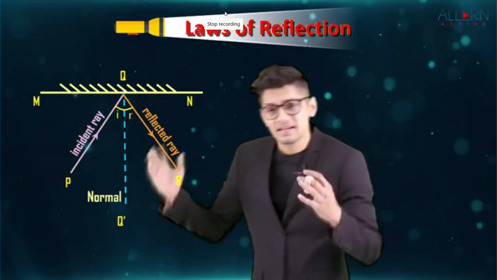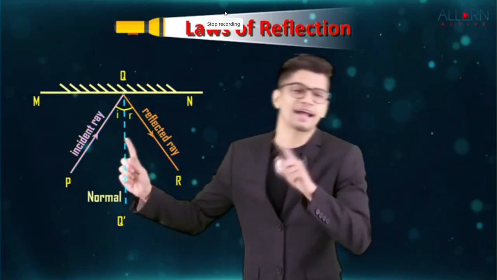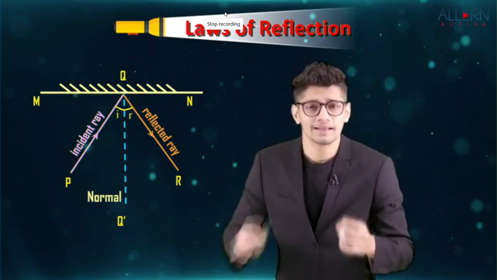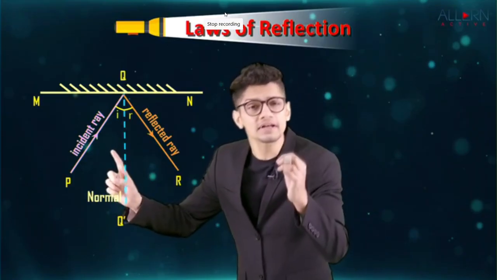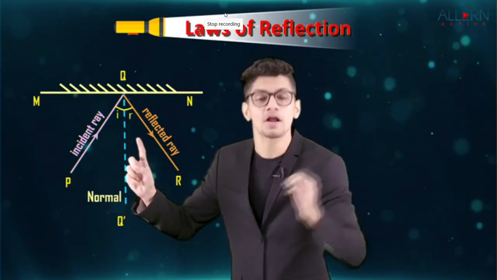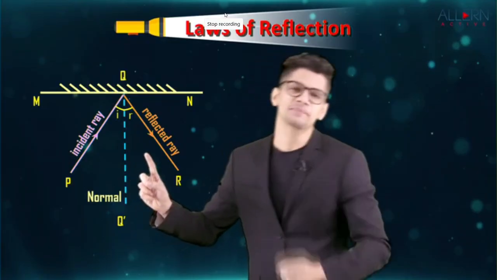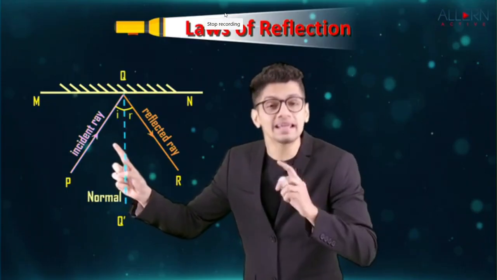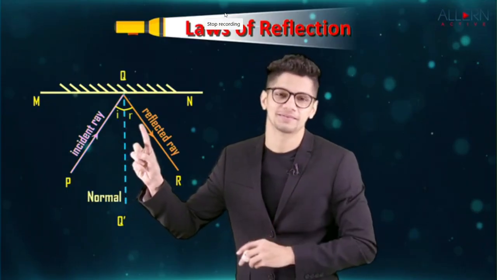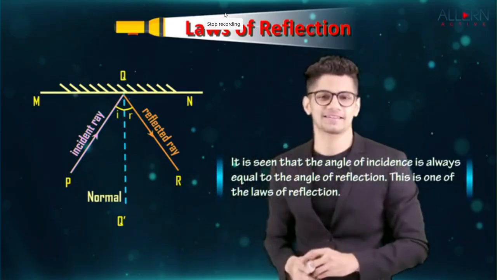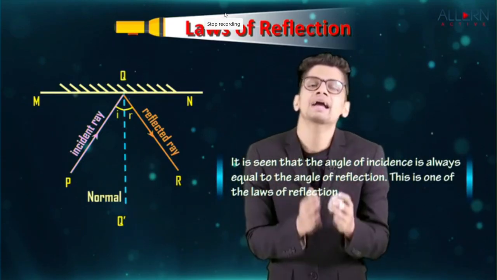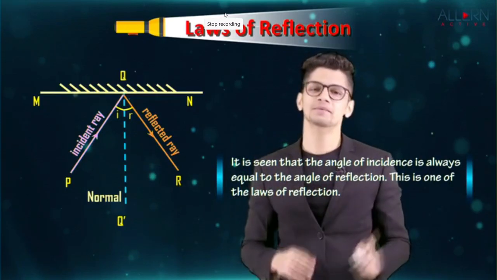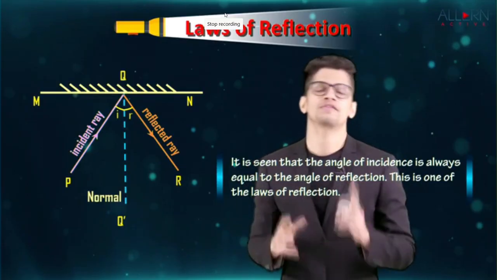Now there is a relation between the angle of incidence and the angle of reflection. What exactly is the relation? Let us assume that if the angle of incidence is 30 degrees, the angle of reflection would also be 30 degrees, which simply means that the angle of incidence is always equal to the angle of reflection. So this is the first law of reflection, that the angle of incidence is always equal to the angle of reflection, and this is one of the laws of reflection.